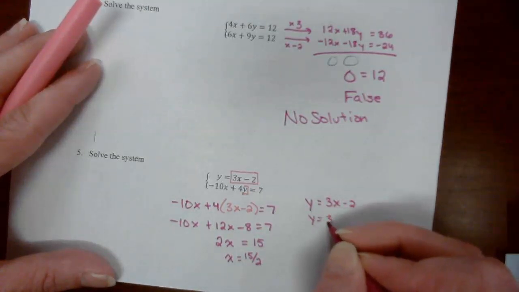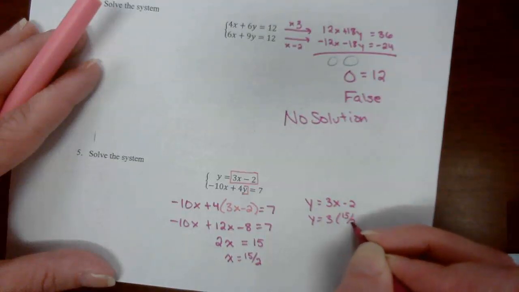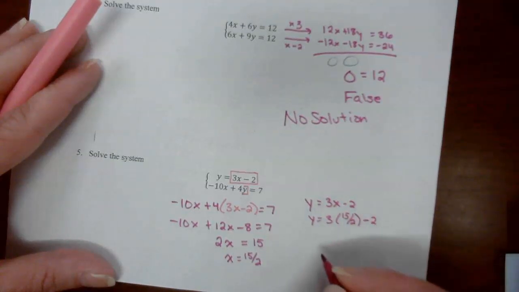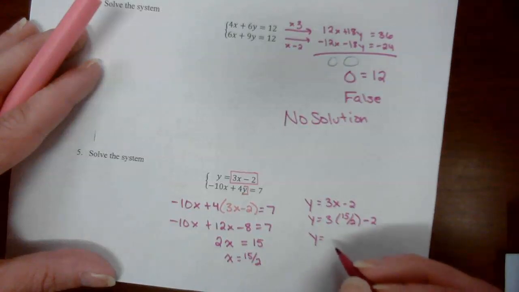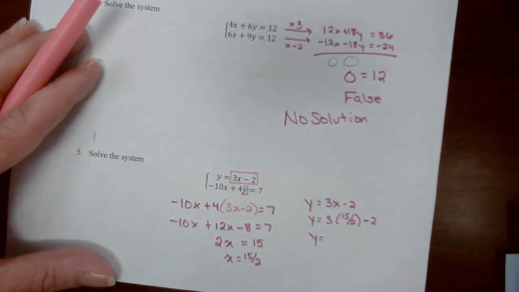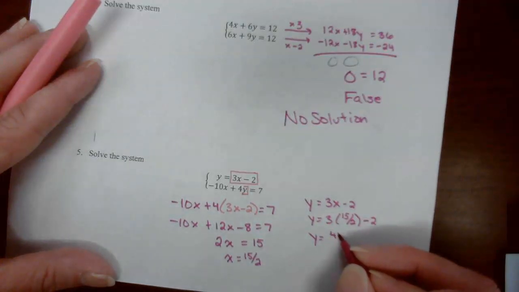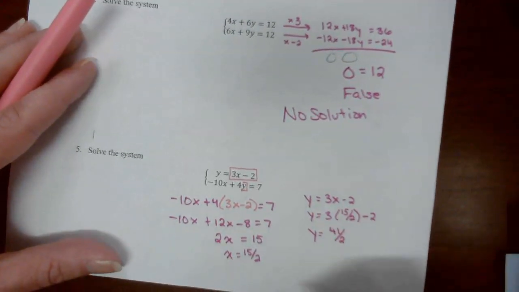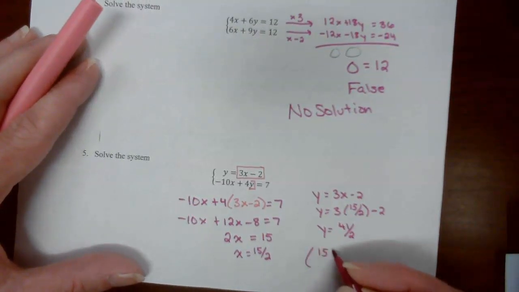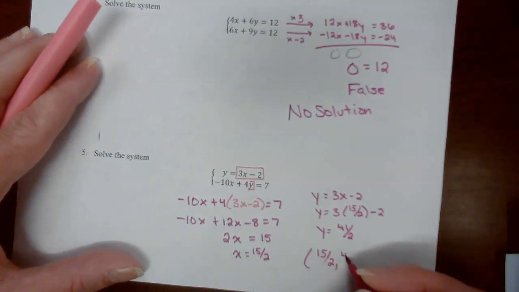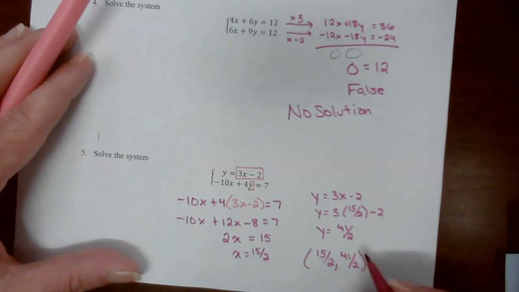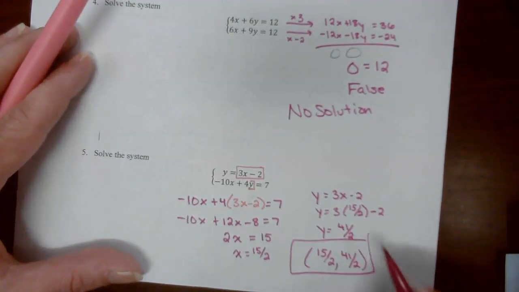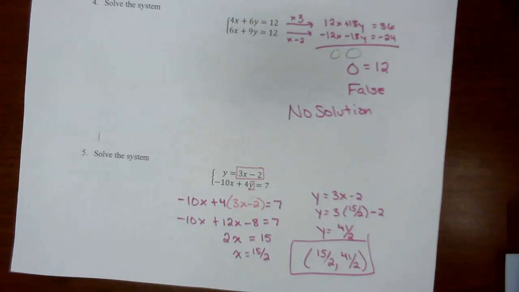Let's go ahead and plug it in. And I end up getting, or you could get the decimal, but the point is the solution. So make sure we find the whole point, the x and the y.